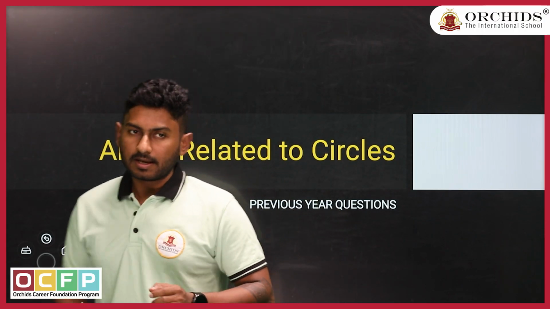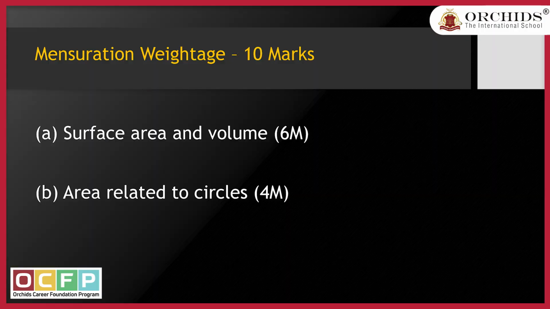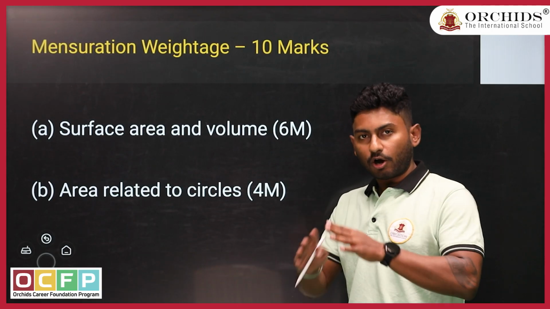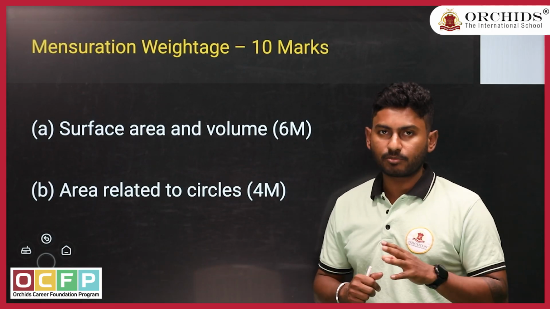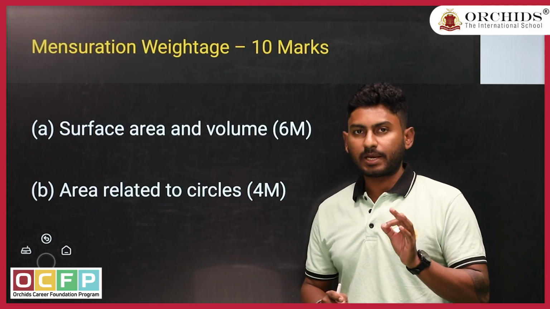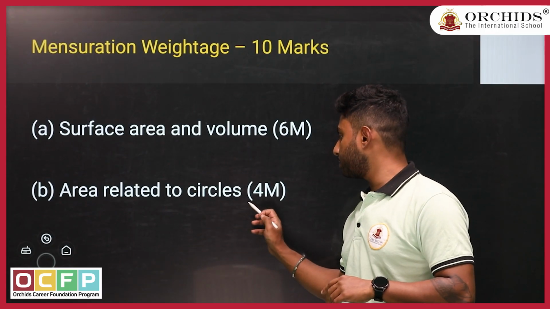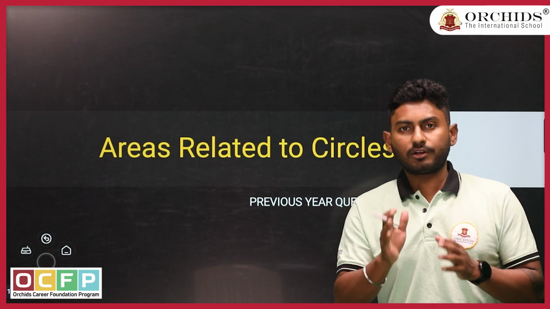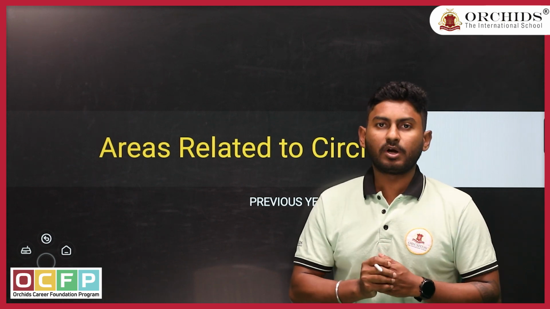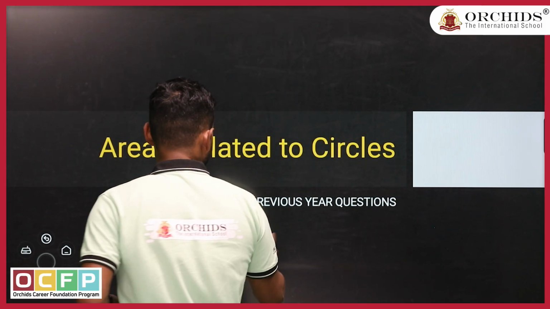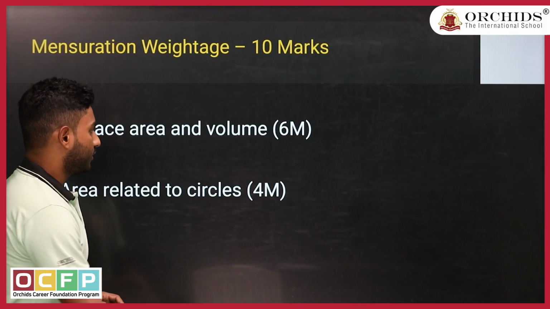Just before starting with the questions, let us see the weightage of the chapter in the board exams. This particular chapter comes under the mensuration part. Mensuration all over, total marks will be 10 marks in your board exams. Out of that, the first chapter is surface area and volume, and the second chapter is areas related to circles. If you go through today's lecture video, I am sure you will be getting these 4 marks for sure. So let us start with our first question.